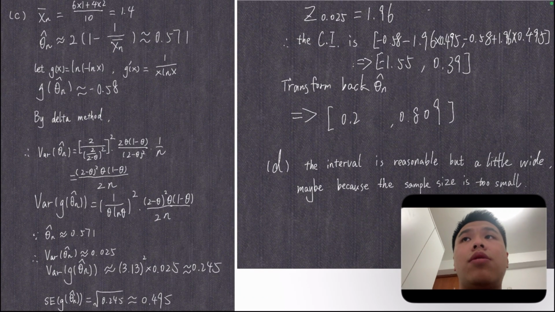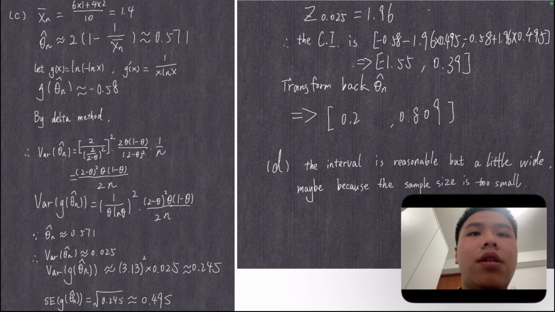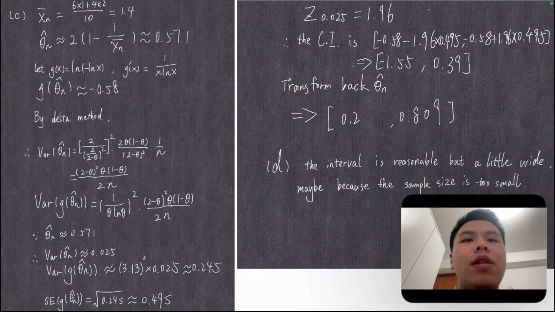In part C, we know there are some data of x, and we need to construct an approximate 95% CI for theta in this question. The first step is to compute the mean of all the data. Here, we find that it's 1.4, and we also find that theta n hat is approximately 0.571. We get g(x), which is equal to minus ln x, and we take the first derivative of it, and we take the value of theta n hat into the function g, and we get approximately minus 0.58.